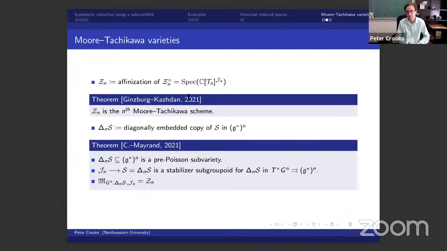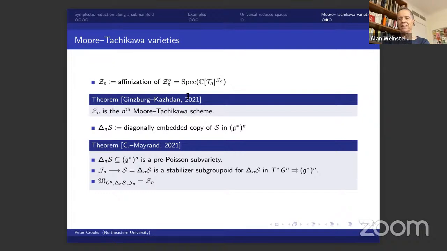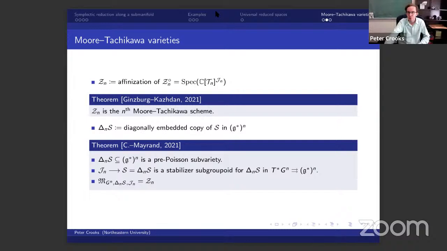I see Maxence wrote that there's a stacky version. That is true. There is a stacky version. We didn't connect to BRST theory, but yeah, we did include a couple of pages on a stacky version of this.